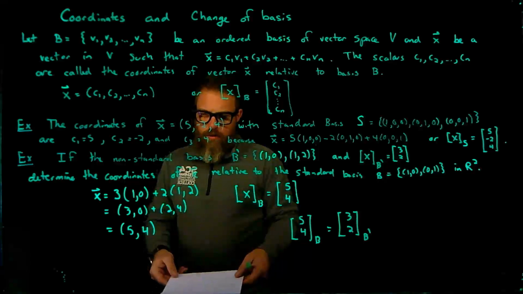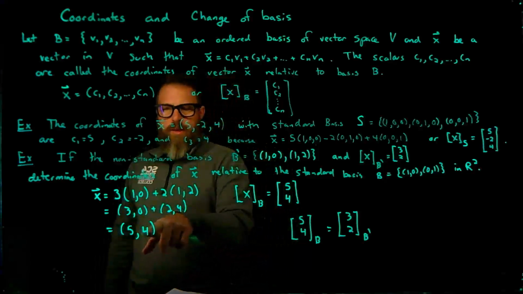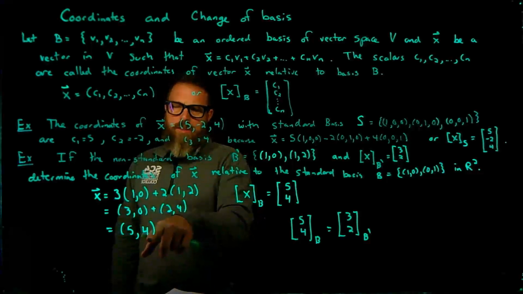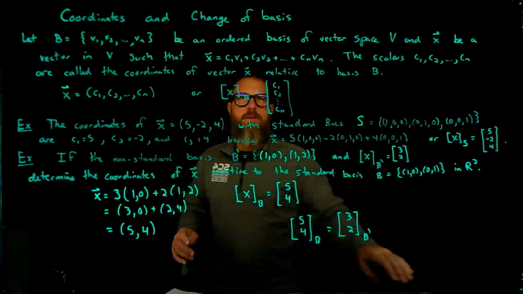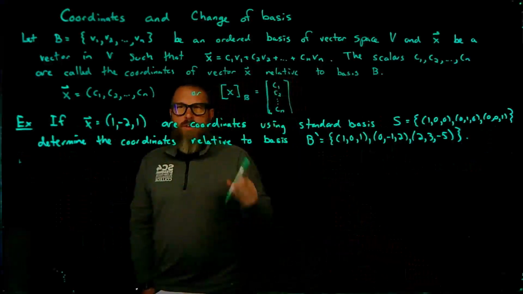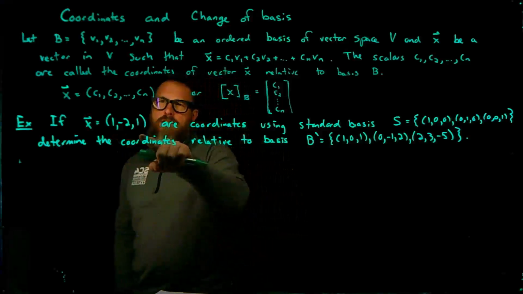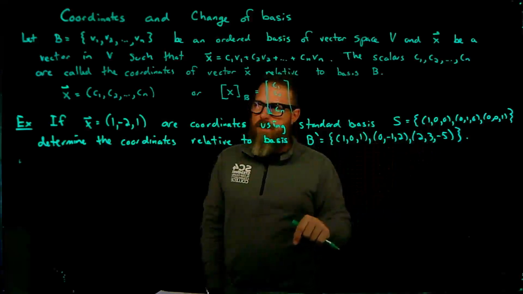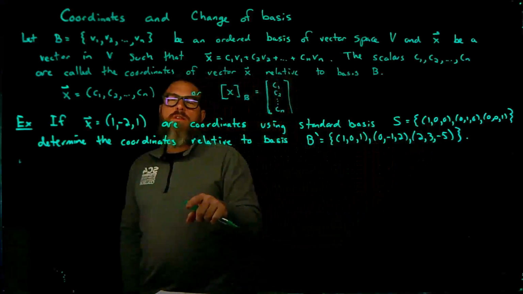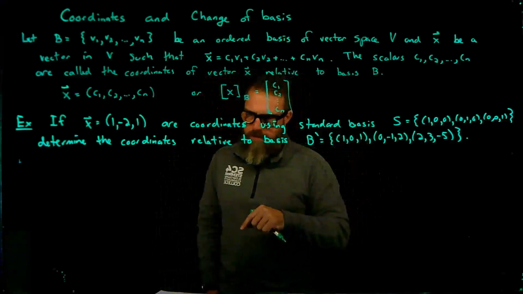So what I want to do now is work backwards. I want to give you a vector in R2 over the standard basis, and I want to be able to write it as the coordinates of a non-standard basis. So here's our second example. It says if x is this vector (1, -2, 1), our coordinates using the standard basis, I want to determine the coordinates of this vector relative to this non-standard basis.